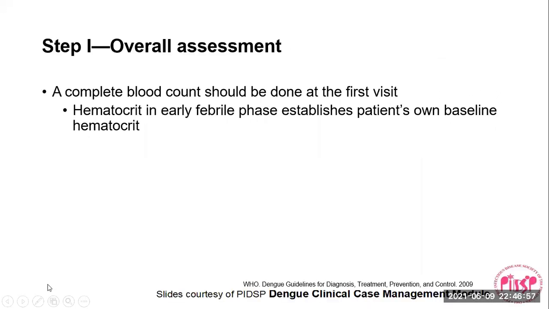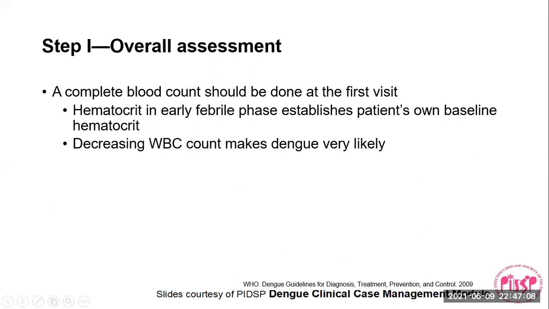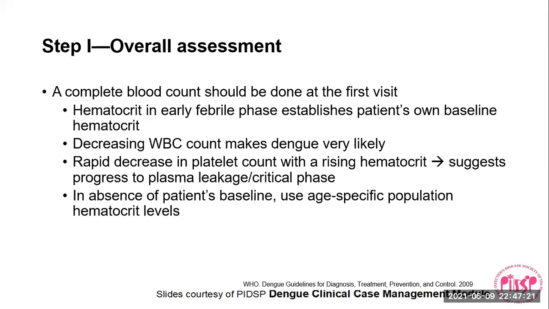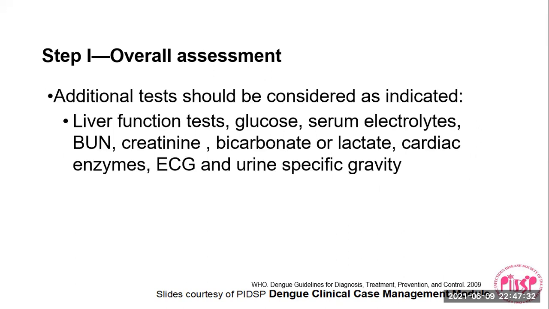So a complete blood count should be done at the first visit for dengue probable cases. The hematocrit in the early febrile phase establishes the patient's baseline hematocrit. A decreasing WBC count makes dengue very likely. And if there is a rapid decrease in the platelet count with a rising hematocrit, this suggests that the patient is progressing to plasma leakage or into the critical phase. In the absence of the patient's baseline, you can use an age-specific hematocrit level to know if the patient's value is rising. So other additional tests that can be considered are the following.